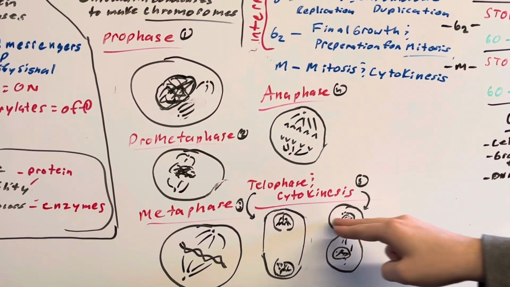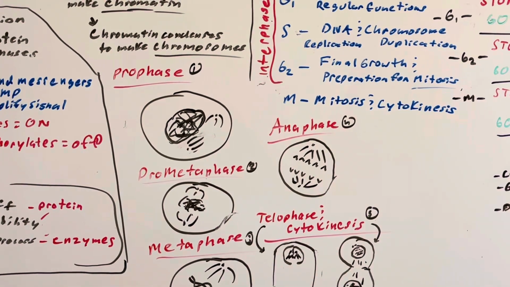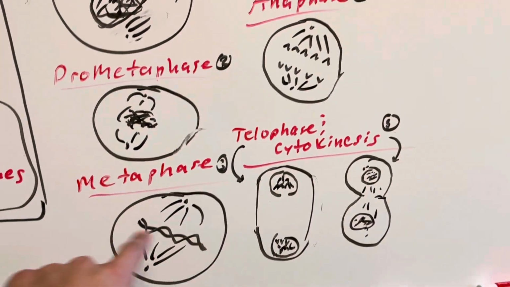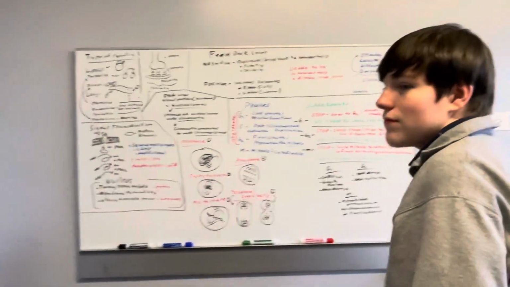So now you have two cells that look similar to this, where they have the nuclear envelope, and then they're all alone. Then also just one little thing, this area for metaphase is just called the metaphase plate. Oh yeah, the metaphase plate. Yeah. And that's it.